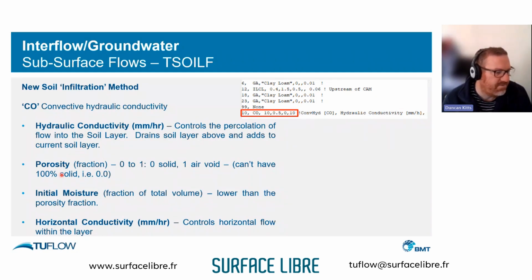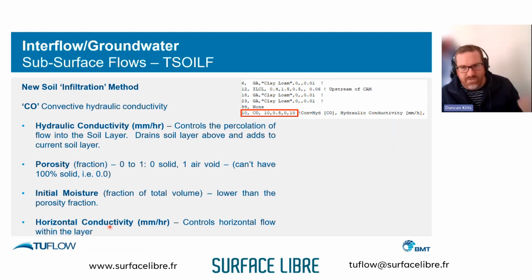We can specify a porosity to our soil layer. We specify an initial moisture if we want to. And then we can also specify this horizontal conductivity. So we've got hydraulic conductivity, which specifies the vertical movement of flow. And then we've got the horizontal, which obviously is doing the horizontal as well.